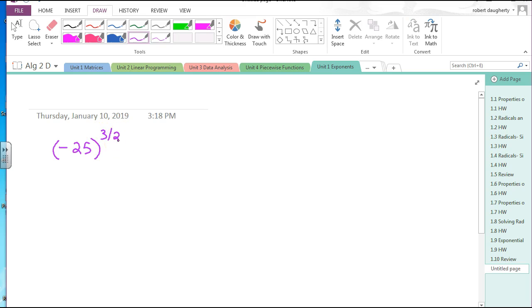Okay. Remember, there were a couple of things. I did it one way and you did it the other way. So what you did was perfectly correct. So negative 25 cubed, and then we took the square root of that is the way that you work this problem. So negative 25 cubed. So real quick, that's 25 times 25 times 25.